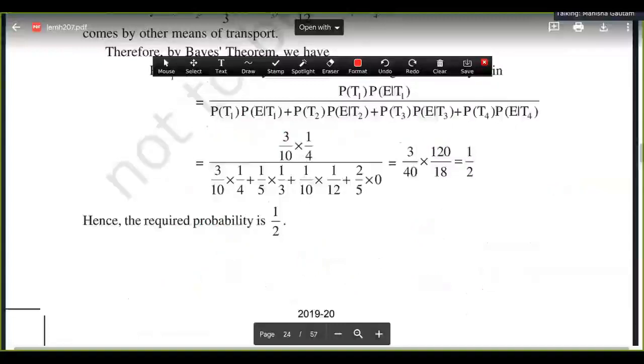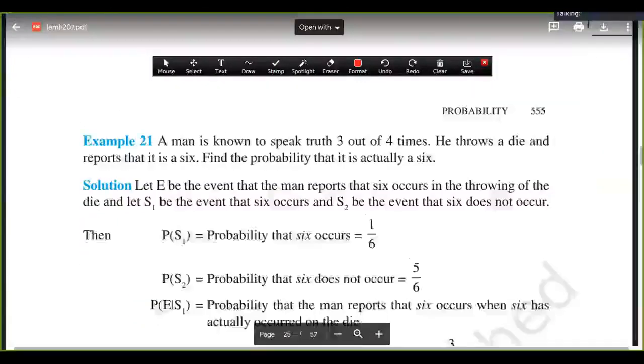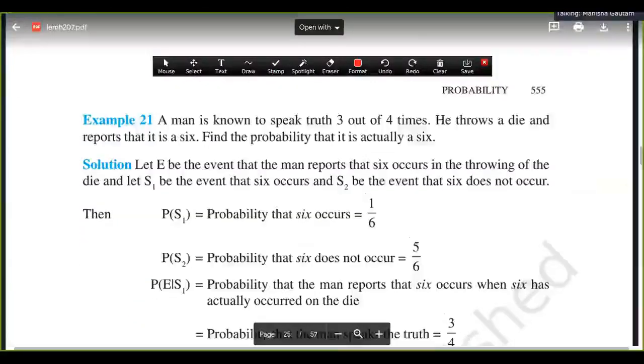Next one is: a man speaks the truth 3 out of 4 times. Okay, how many times does he speak the truth? 3 out of 4, 3 by 4. He throws a die and reports that it is a 6. What is the probability that it is actually a 6? It means 6 comes and he tells 6 comes, or second, 6 doesn't come and he tells 6 comes.